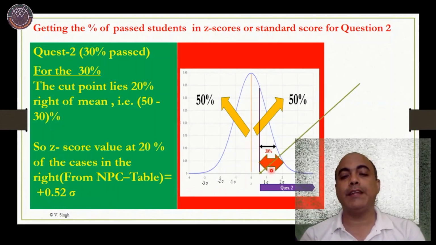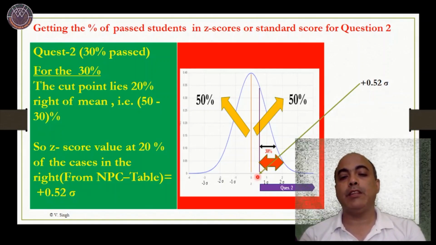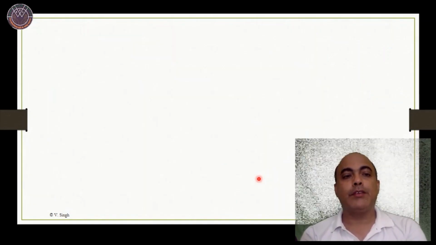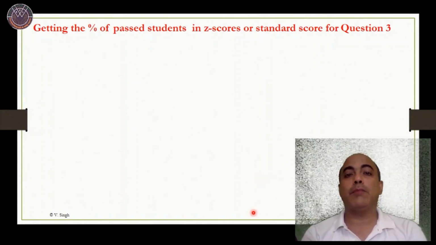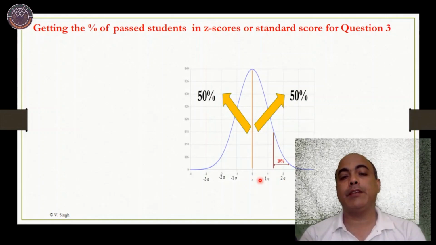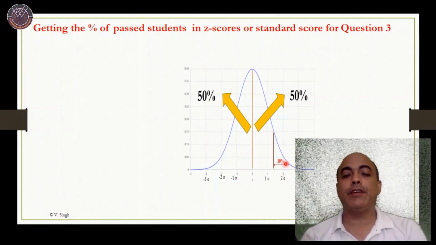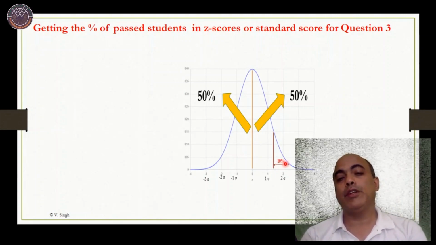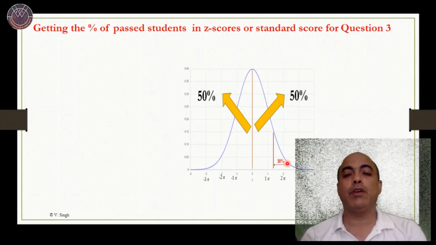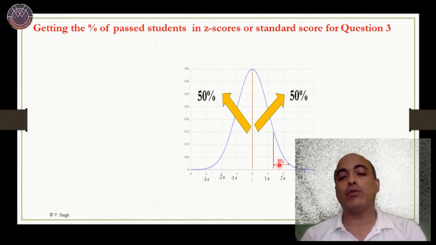0.52 sigma lies in this particular point. Similarly, we can do it for question number 3. For question number 3, we can visualize it in this particular figure. You can see that this is the 10% region, the region under which the students have passed this particular question number 3. Only 10% of students have passed question number 3.